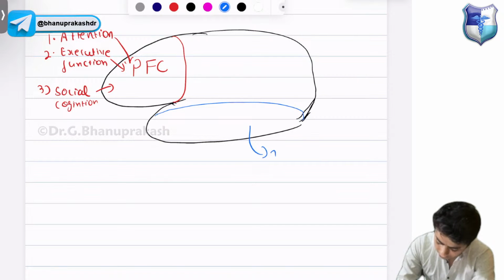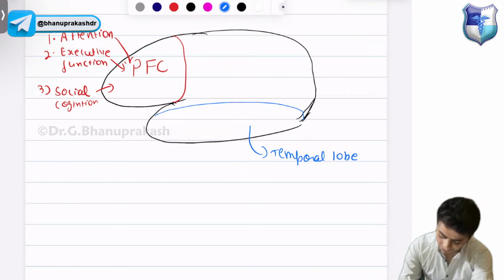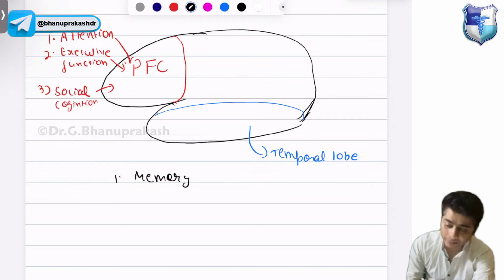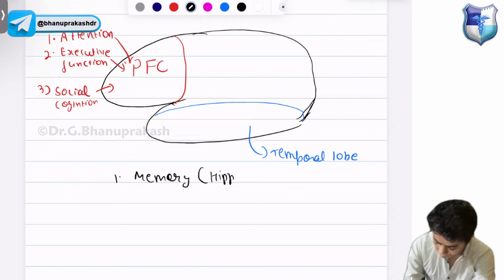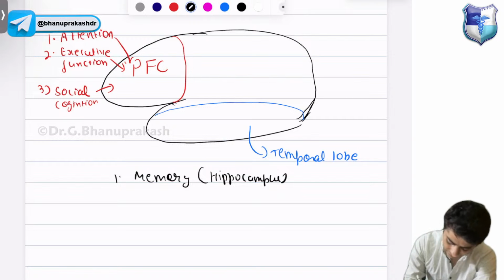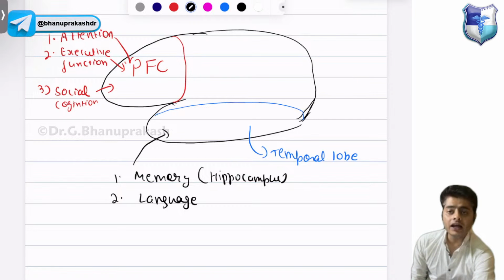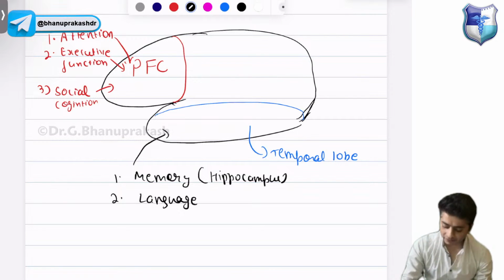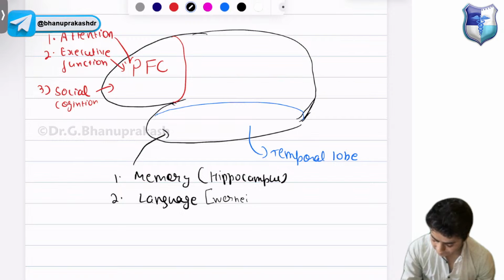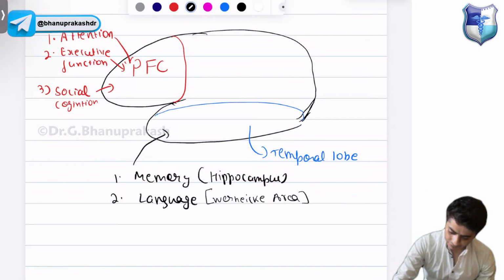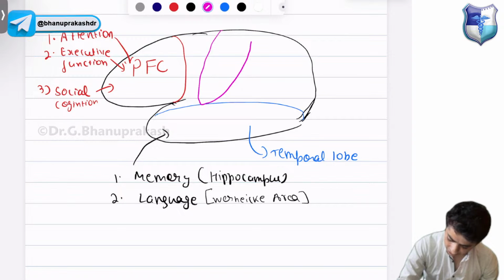And now this is your temporal lobe. And what function does it have? First, it will be doing memory with the help of the hippocampus. And the other is your language part, with the help of Wernicke's area.